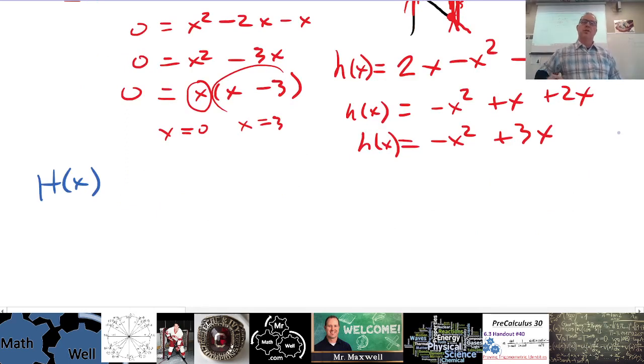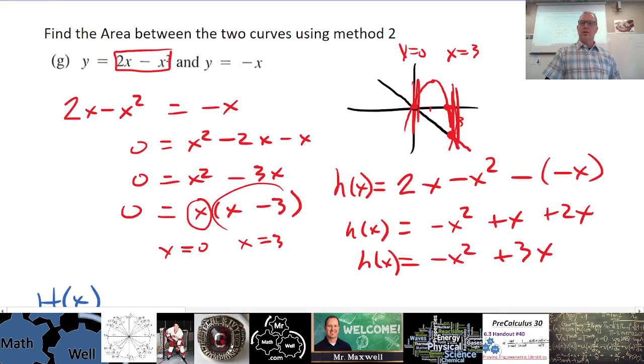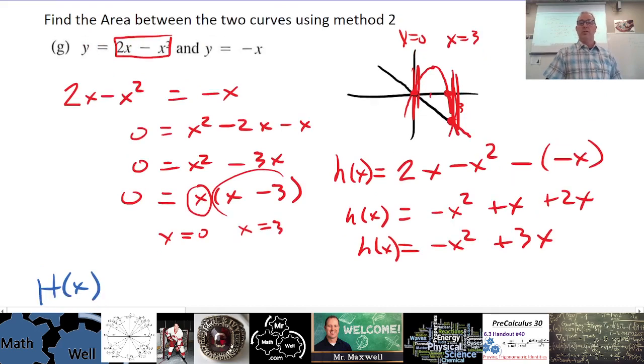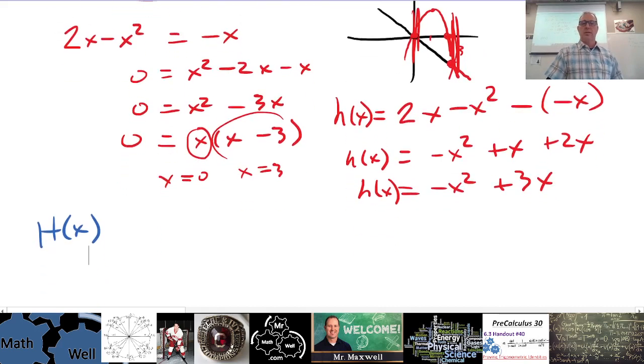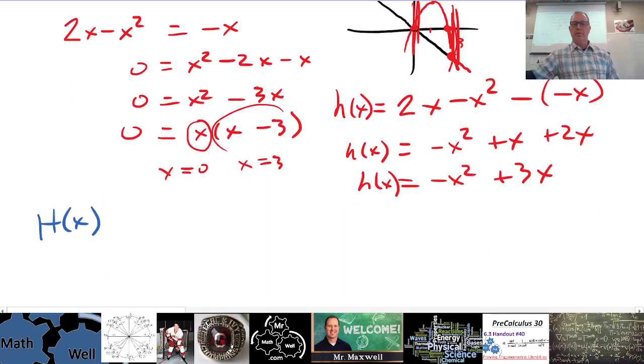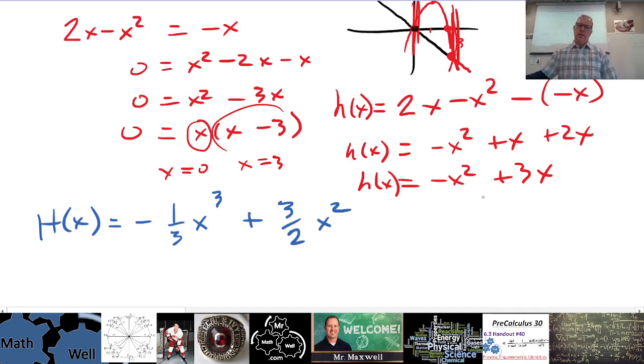Let's see what the antiderivative function of h of x is, because this is going to be a new function, and we're just going to find the area underneath that new function. We don't have to graph it. We could, but we don't have to. So the antiderivative of negative x squared is negative 1/3 x cubed, plus 3 over 2 x squared. If we were finding an indefinite integral, we'd put plus c. But for this one, we don't have to, because we do have end values, a and b.